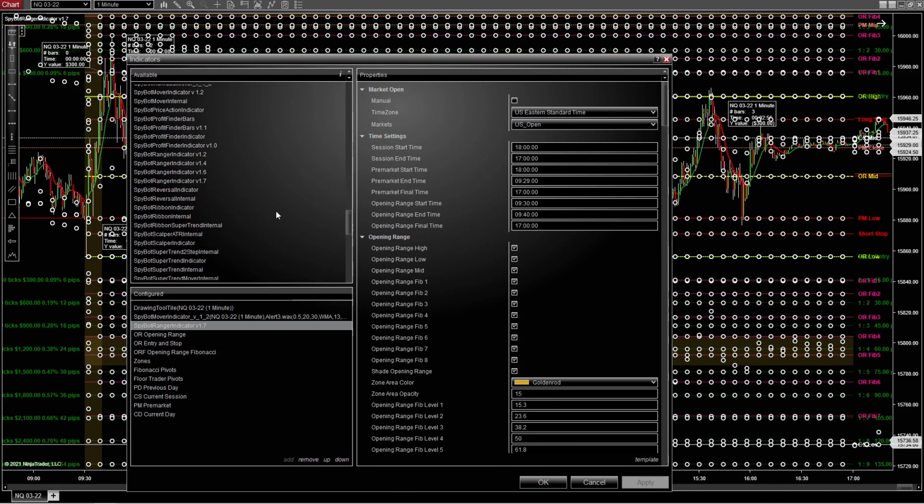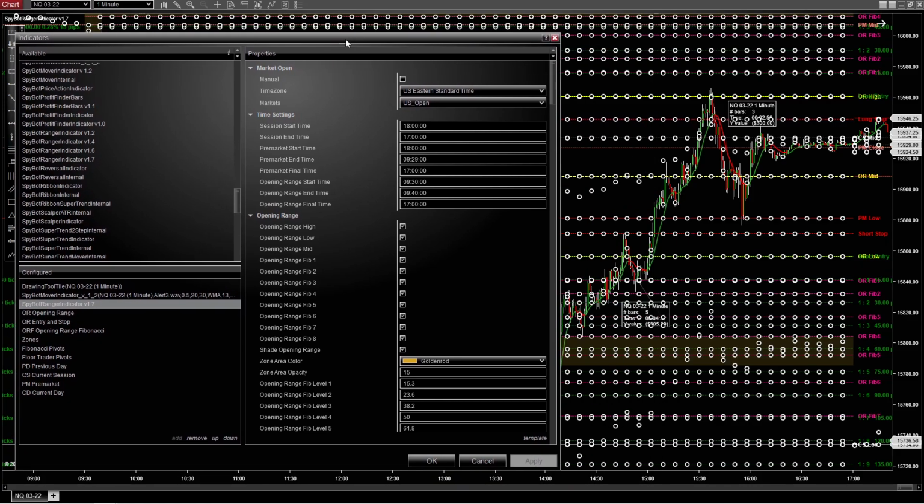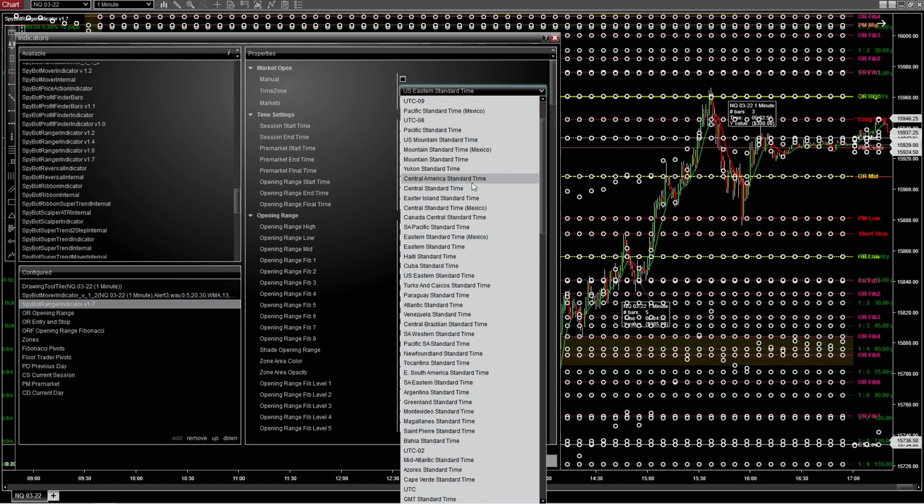So we have the SpyBot Ranger Indicator 1.7. You can see the versions I had in here, and all these versions were within a week. And I finally got my final version in that I like real well. So right now we have a choice. You can pick this right here, and let's just say you're in California. There's Pacific Standard Time. You can go Mountain Standard Time. There's Central Standard Time. Maybe you live in Saudi Arabia. You can click on that, I don't know what that is, but you can click on it.